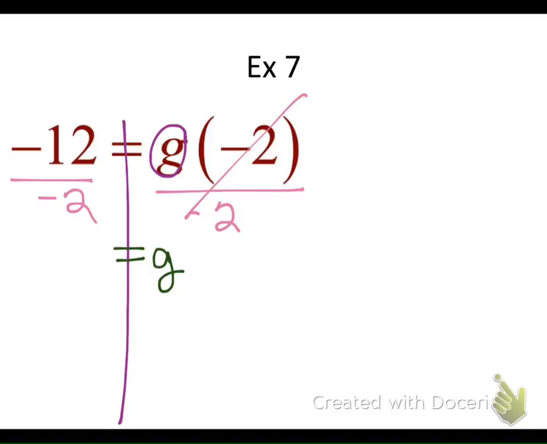So ignore the signs for a minute. What's 12 divided by 2? 6. 2 negatives. They're the same sign. So what is my answer going to be? Positive. That's your final answer. I'll give you a second to get caught up on that.